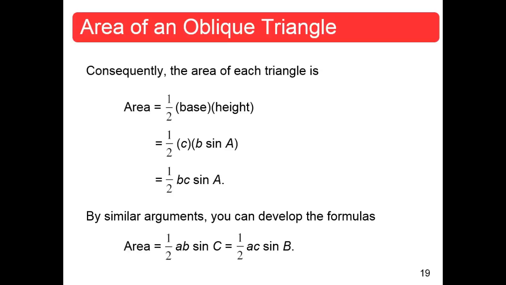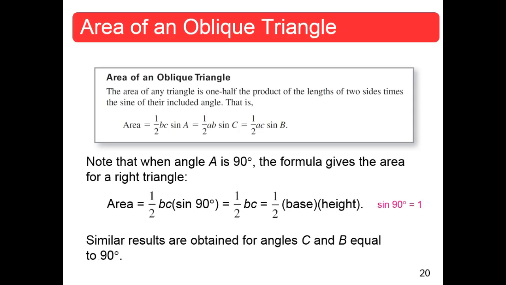Or you could have used any of the other angles and then the area would be 1/2 AB sine C or 1/2 AC sine B. Notice you use all three letters, two of them lowercase, one of them uppercase. In other words, two are lengths and one is the angle that's in between those two lengths. So there is a simple way to find the area of an oblique triangle without having to know the H. You use trig to find the H.